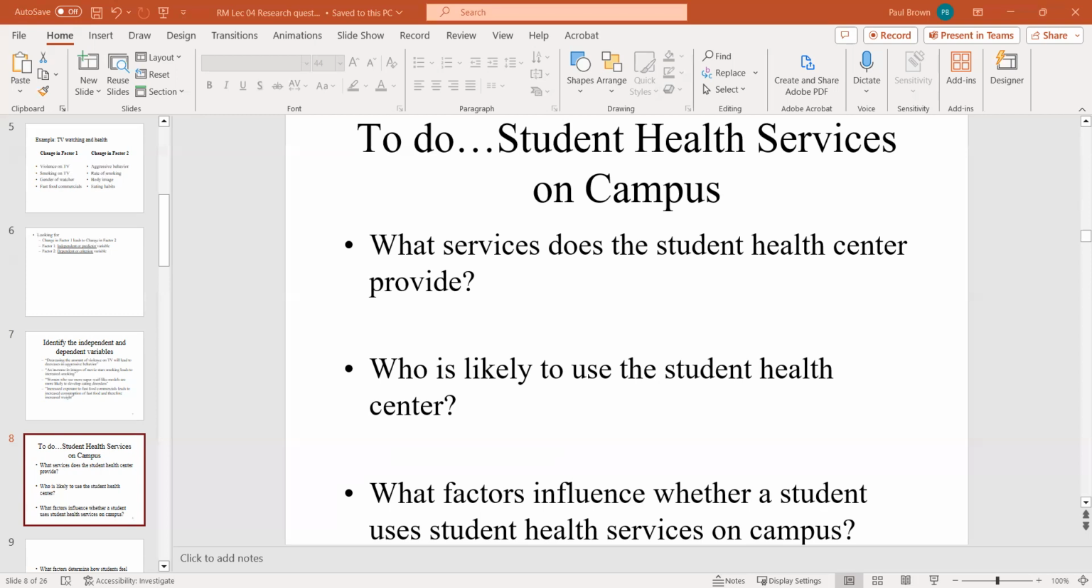Like on the practical level, if you woke up in the middle of the night with a horrible stomach ache, and tomorrow morning you decide you're going to go to a doctor, where would you go? Would you go to the student health center? How many people would go to the student health center? How many people would go just to their own doctor in Merced? How many people would go to a doctor that's outside of Merced?